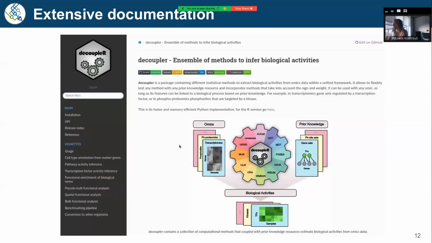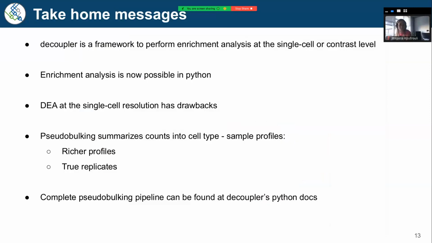But anyways, I just want to briefly mention that in Decoupler, we have spent a lot of time working on the documentation. We have vignettes showcasing how to use it for cell type annotation, pathway and transcription factor activity inference. We have a very detailed vignette showcasing how to run functional analysis at the pseudobulk level, spatial level, and bulk level. We also provide a benchmarking pipeline because we would like to know how these different enrichment methods work, and we have some benchmarking data where we can evaluate how they work. And we also provide conversion to other organisms. So if you're working with something that is not human, we also provide wrappers to transform your prior knowledge resources into your model organism.